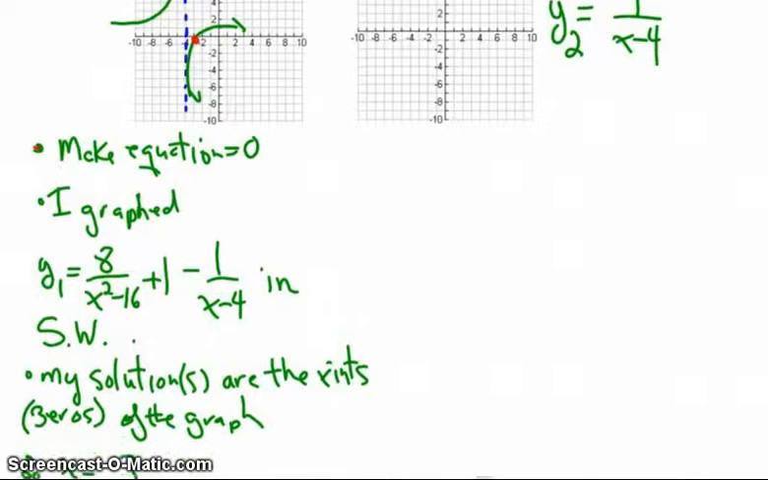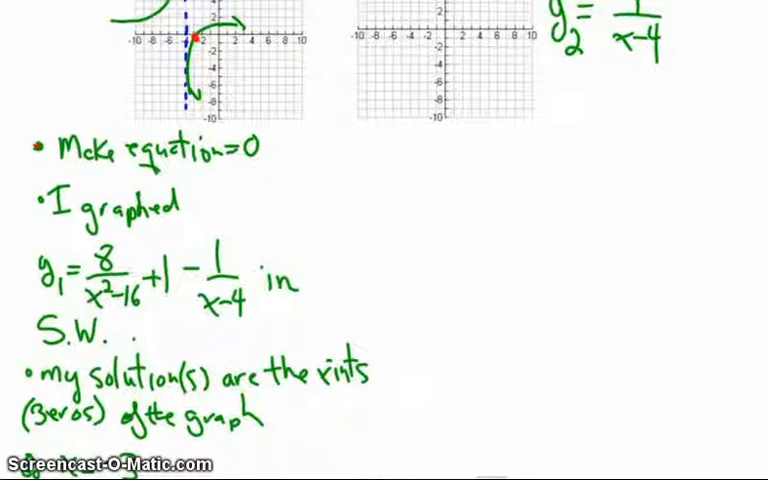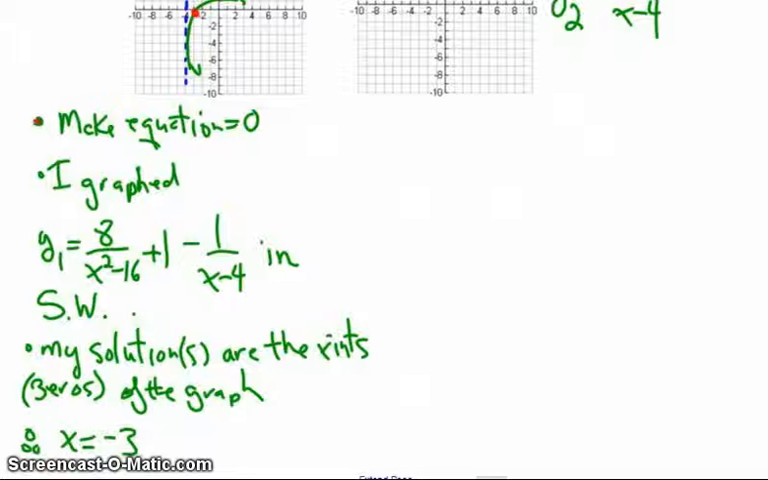And the only place that y equals 0, as you can see in the picture, is at an x value of -3. So you need to make all these statements. You need to say, what did I graph? What window was it in? Where are my solutions? They are the x-intercepts of the graph. And lastly, you tell me that my answer is -3.